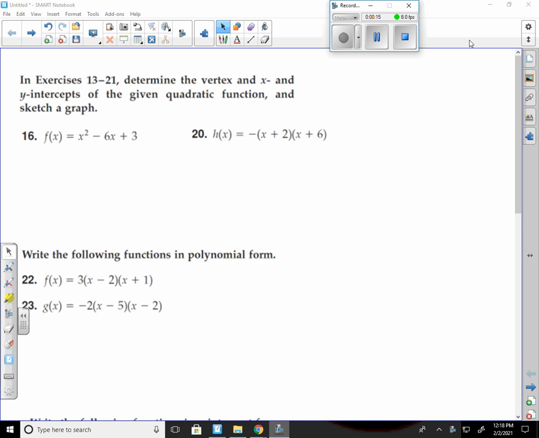You need to review tonight 3.1 and 3.2. You're going to have a quiz tomorrow. It will be due on Thursday. So this will be a quiz on 3.1 through 3.3.